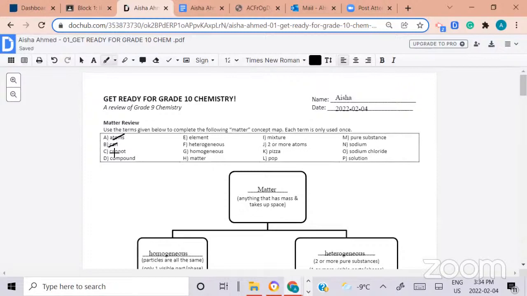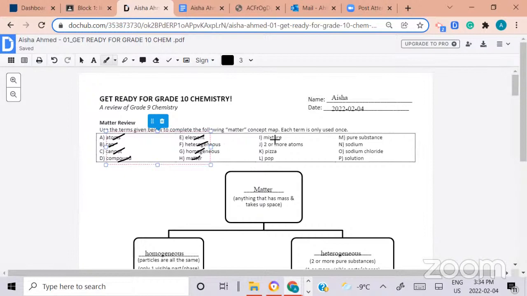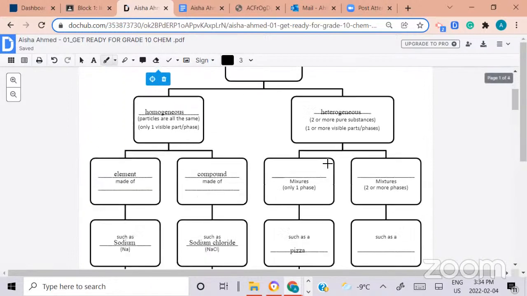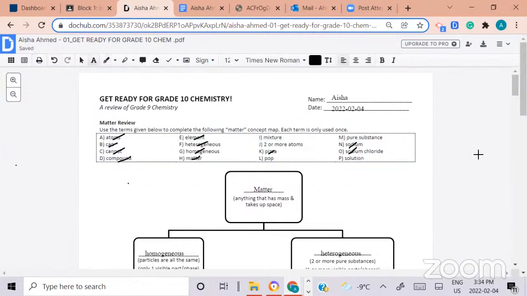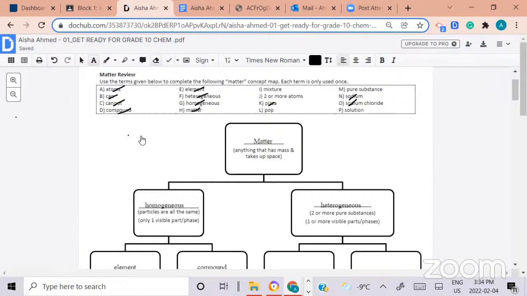Yeah, it will help if you cross them out. Just, yes, awesome. Did we do mixture? I don't think so. Nope. I want to double check that. Okay, yeah, that's all. So now let's go down.